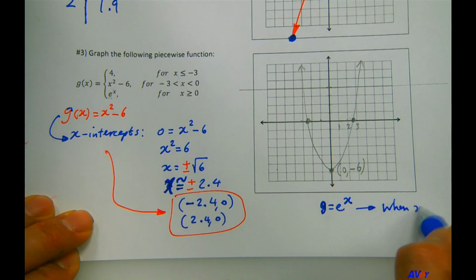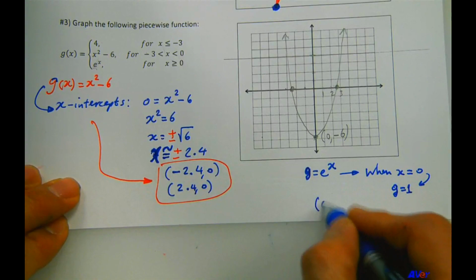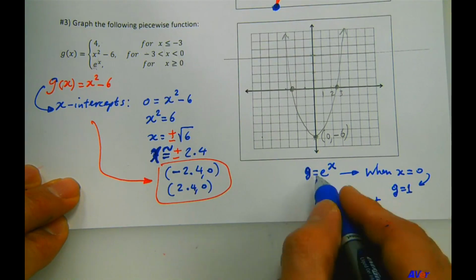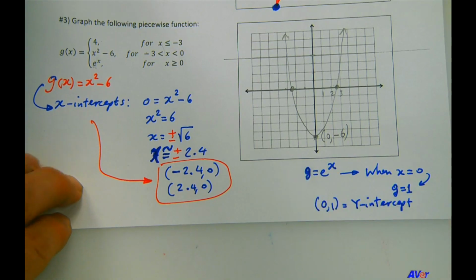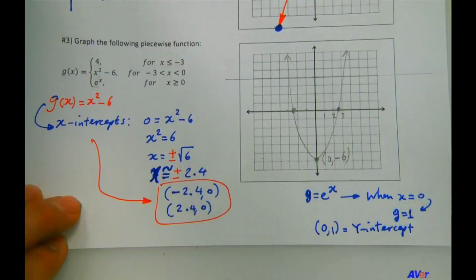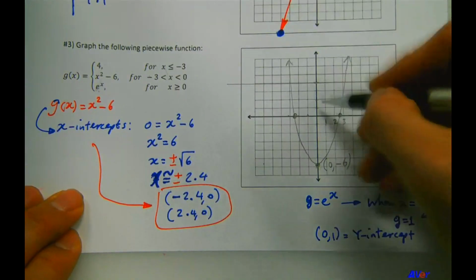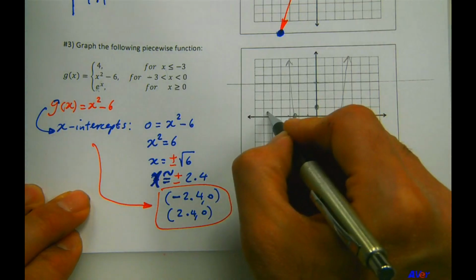when x equals 0, g equals 1. So the y-intercept is 0, 1 for this function. And we know it's an increasing function. So if I plot e to the x, so this is 0, 1, it'll look like this.